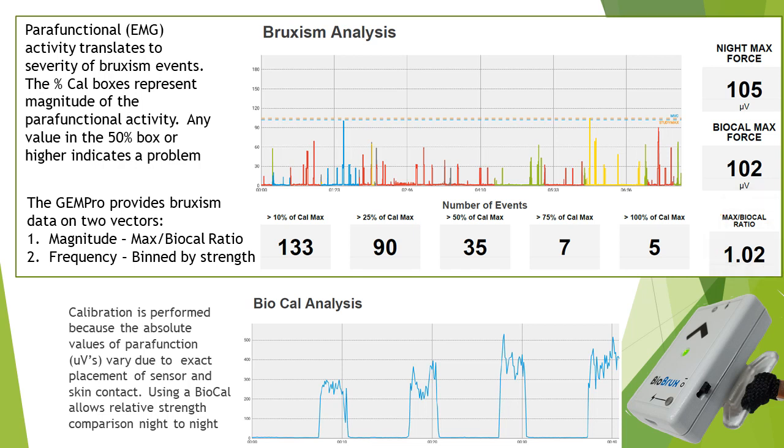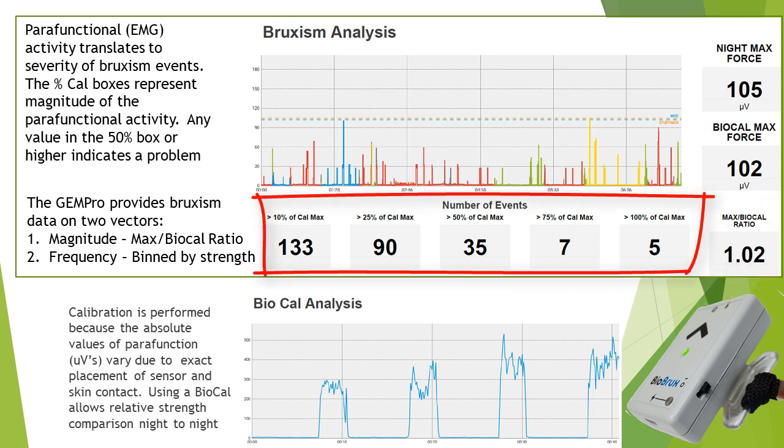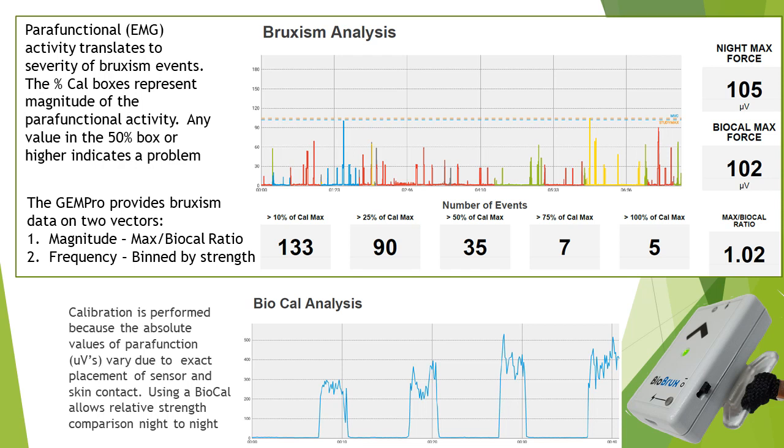Along the bottom of the graph, we have the frequency. So we start with really weak events on the left, 133, and as we go to the respective boxes down through the graph, each of those boxes represents stronger and stronger parafunctional events. Okay, so we quantify the events and put them in buckets based on their strength. Okay, and then the bottom graph there is the calibration.